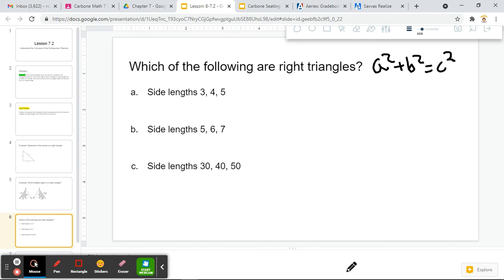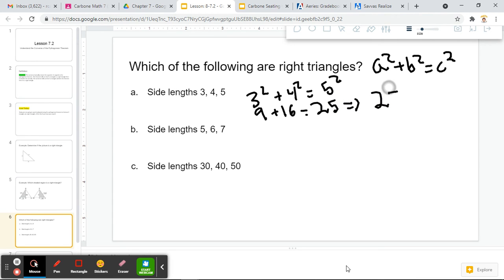All right, so A is 3, so we have 3 squared plus 4 squared is equal to 5 squared. 3 times 3 is 9, 4 times 4 is 16, 5 times 5 is 25, and indeed 9 plus 16 is equal to 25, so 25 is equal to 25. So this one right here, yes, it's a right triangle.